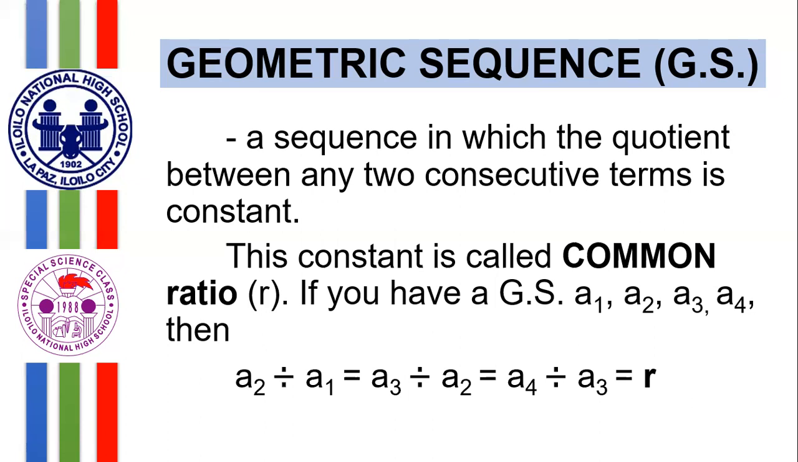And take note, if there is at least a pair of ratios that are not equal, then it is already sufficient evidence to say that the given sequence is not geometric. All of these should be constant. If not, then the given sequence is not geometric.